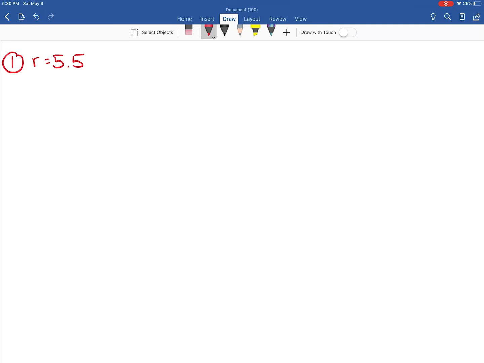I have both the formulas written down for you. Remember, I told you the formulas would be given. I'm going to choose the one that uses radius, 2 pi r. And now I'll go to my calculator. I'll type in 2 times pi times 5.5, and I'll round to the nearest tenth to get 34.6 meters.